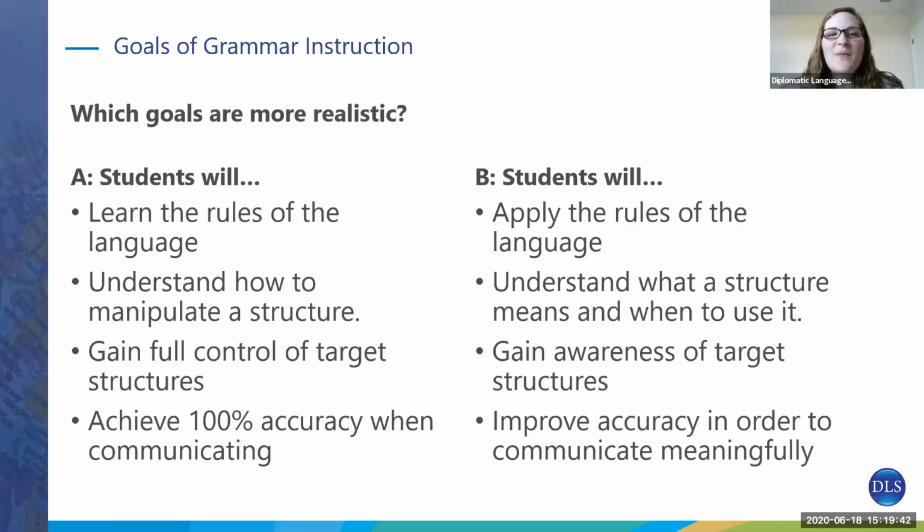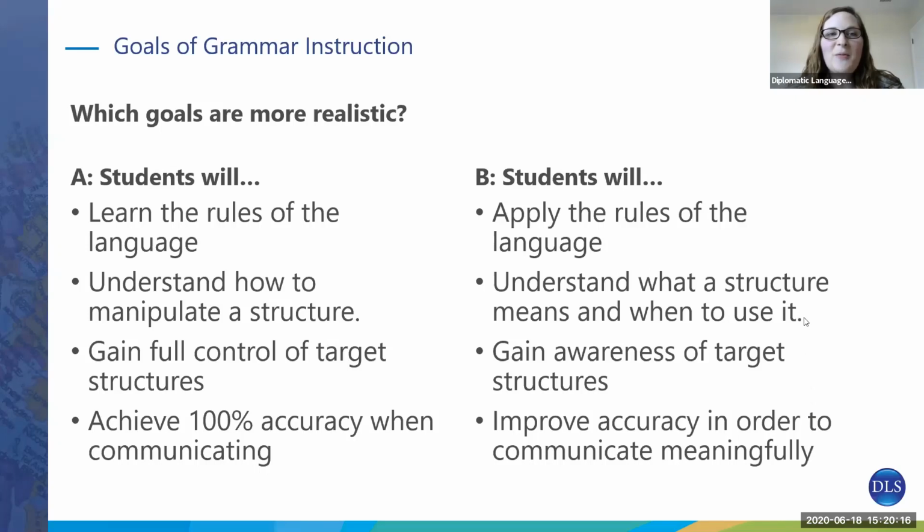Okay, goal A, students will learn the rules of the new language, understand how to manipulate a structure, gain full control of target structures, and achieve 100% accuracy when communicating. Okay, or B, students will be able to apply the rules of the language. Students will understand what a structure means and when to use it. Students will gain awareness of target structures, and students will improve accuracy in order to communicate meaningfully.